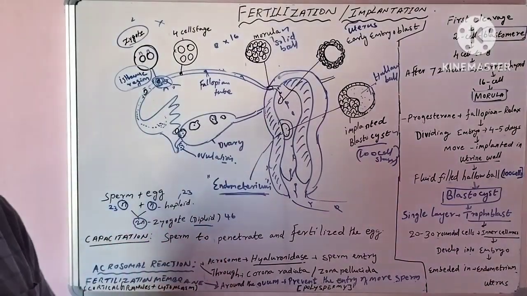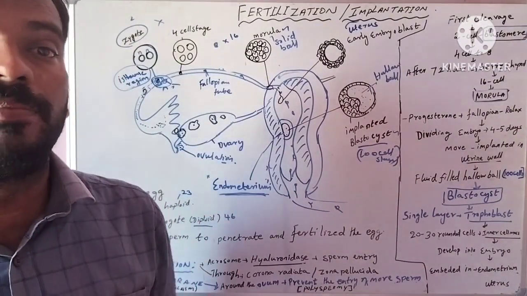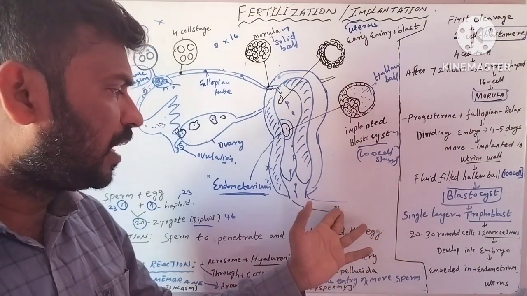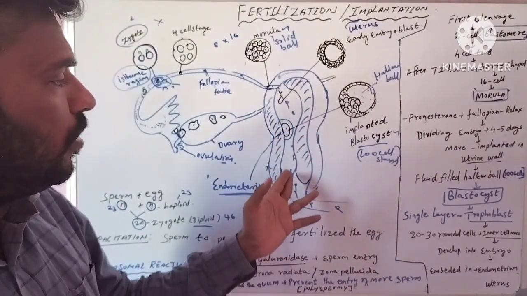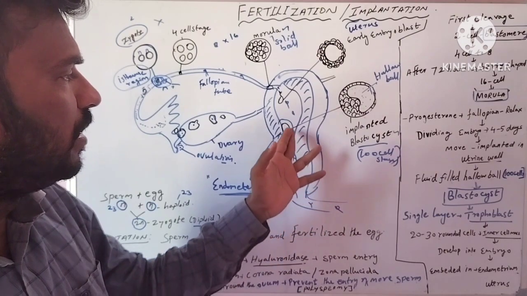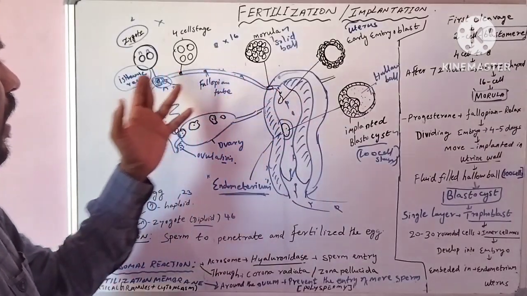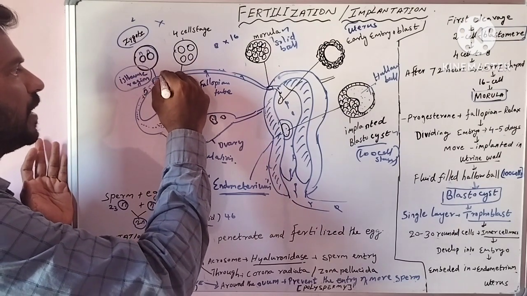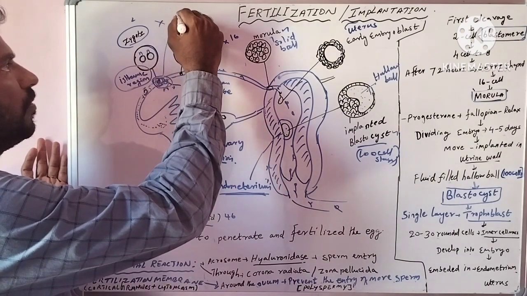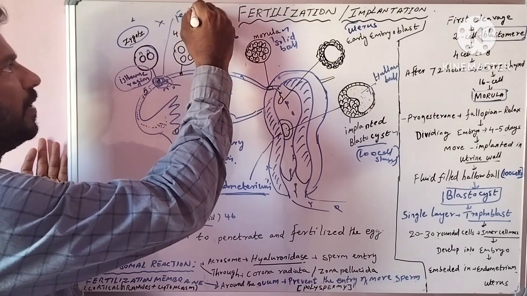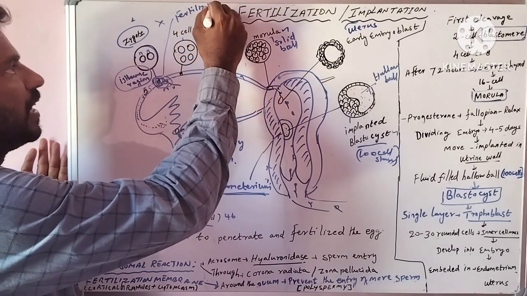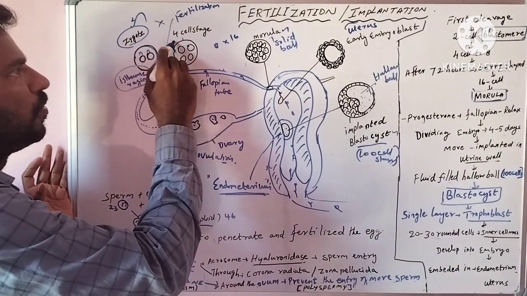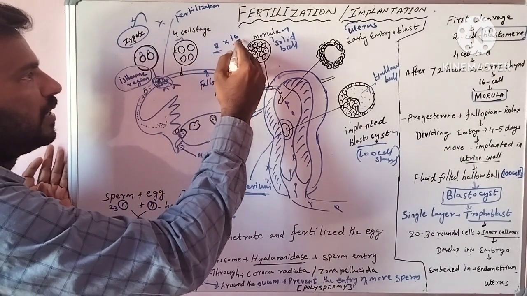How fertilization occurs and implantation takes place: during reproduction, the male gametes enter the uterine cervix region and reach the egg. That place is called fertilization. After fertilization, the fertilized egg forms a zygote. The zygote is at the 2 cell stage. This 2 cell is converted to 4 cell, 4 cell to 8 cell, and 8 cell to 16 cell.